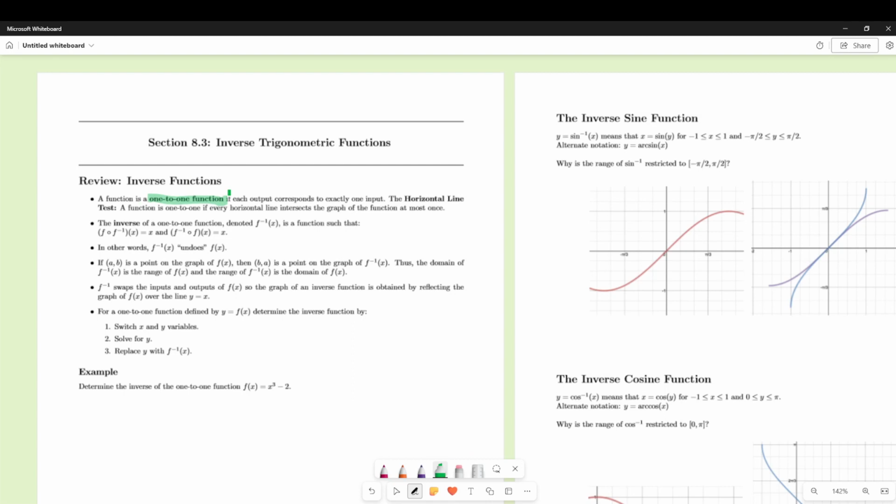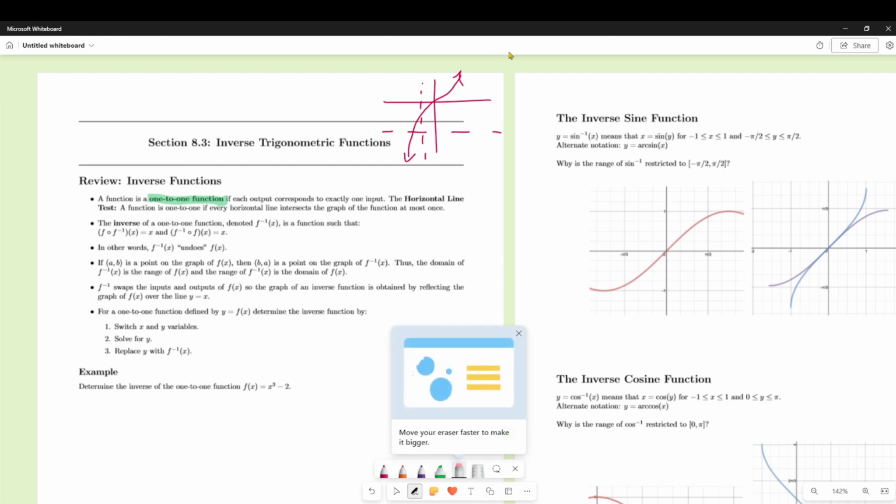In a one-to-one function, each output corresponds to one input because it's a function, and every output to one input, every input to one output. That's one-to-one. The horizontal line test tests that. So, for example, if you look at x to the third, it passes the vertical line test, so we know it's a function, but it also passes the horizontal line test. Any horizontal line only passes it once, so it's a fully invertible function. It's one-to-one over its entire domain.